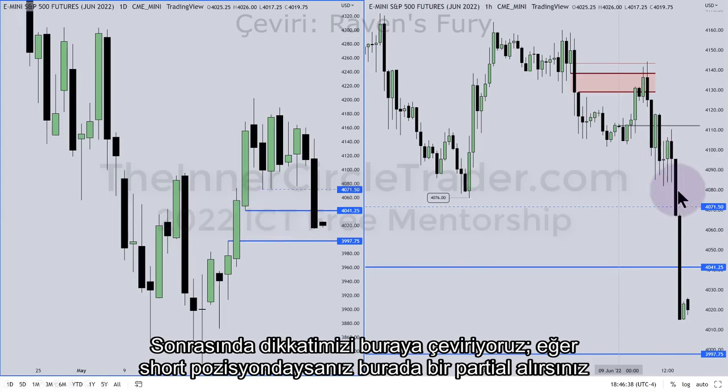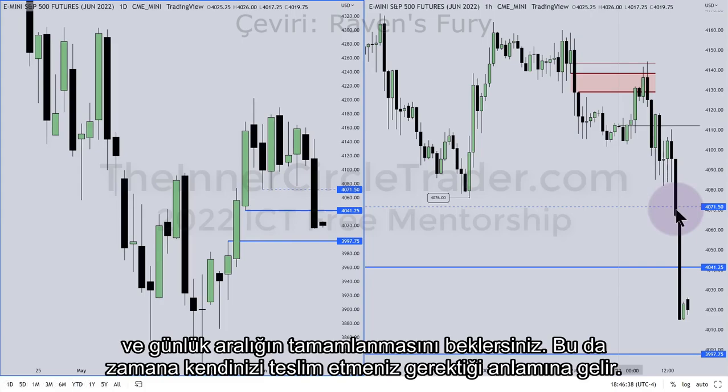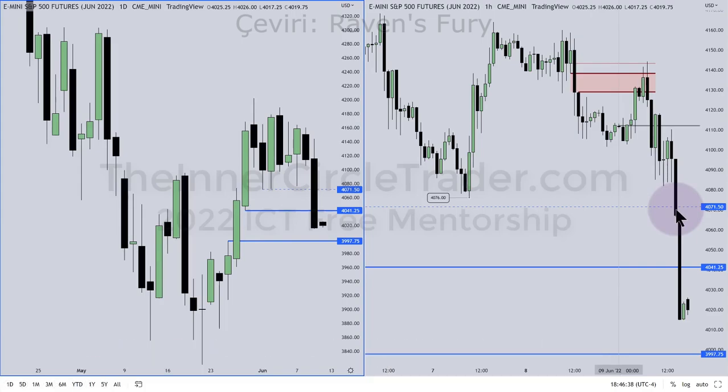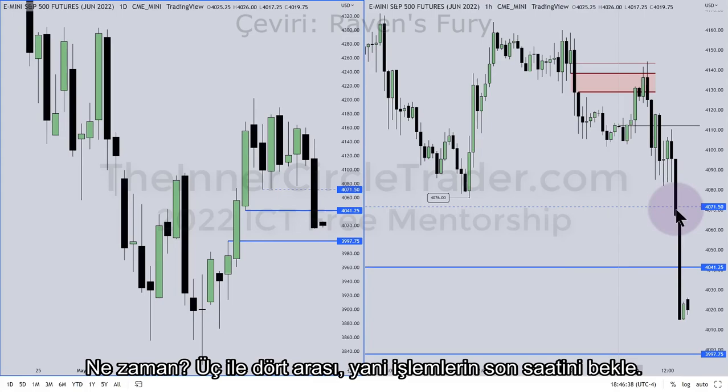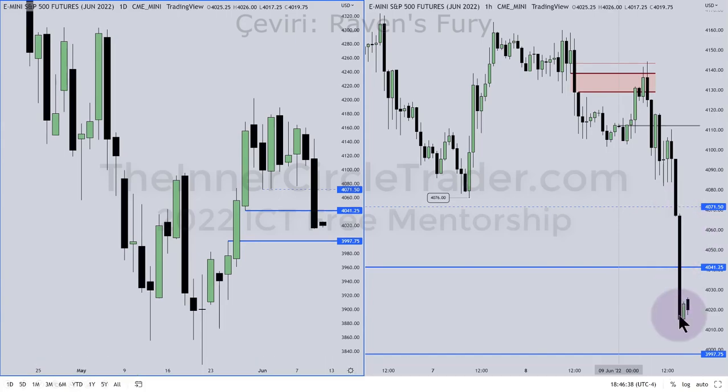So if you are short, you take a partial here, and then you wait for the daily range to fulfill. That means you have to submit yourself to time. What time? 3 o'clock to 4 o'clock. Wait to that last hour of trading, because you'll get the delivery of price when it trades down into that.